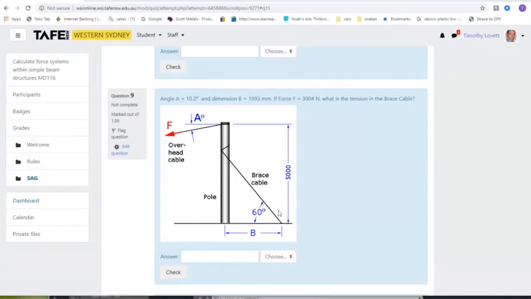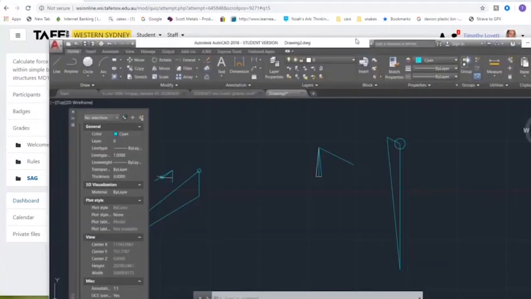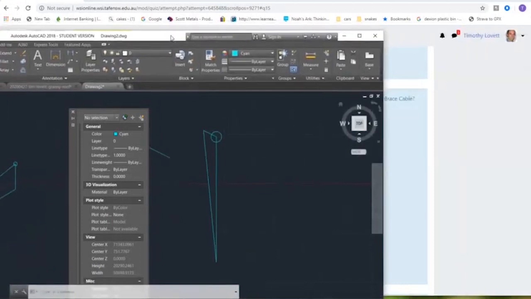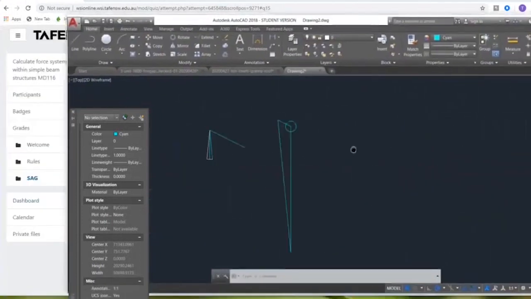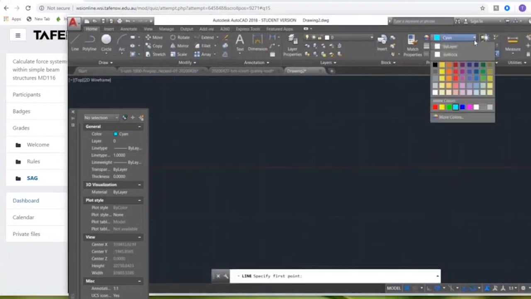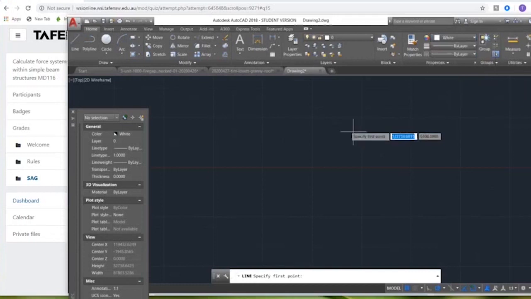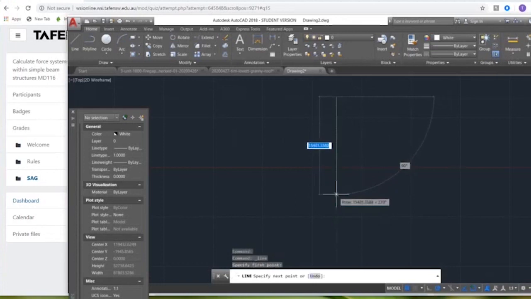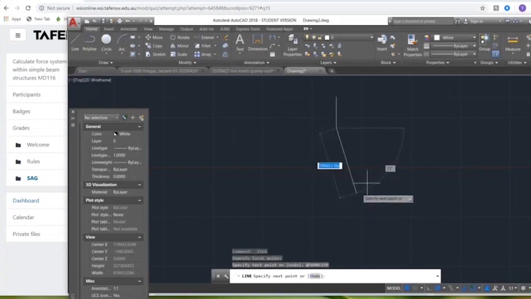I've got a 5 meter cable, 60 degrees, and B is 1893, so I might do it in millimeters. Oops. Just getting rid of the previous question. Now I'm going to draw in white. For my AutoCAD drawing, white stands for millimeters, because I'm drawing a millimeter sketch that's 5 meters tall. That's angle 270. So there's my pole.